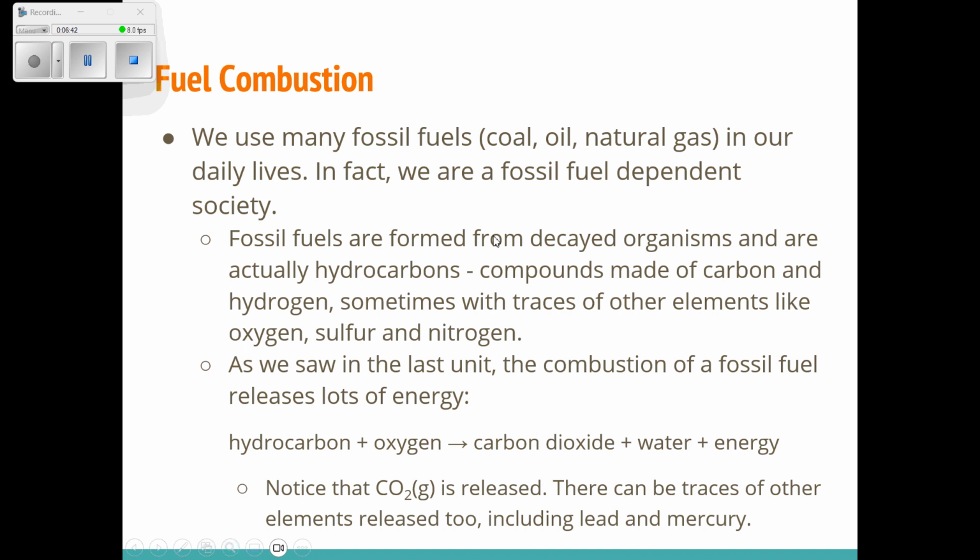Carbon and hydrogen is what makes up fossil fuels. As we saw in the electricity unit, the combustion of fossil fuels releases a lot of energy. We saw that in a couple different units, in electricity as well as chemistry. So our chemical formula for the burning of fossil fuels: we have a hydrocarbon, maybe something such as methane, plus oxygen, yield carbon dioxide, water, and energy. Notice that the CO2 is released. There can be traces of other elements too, and this might be lead and mercury or other byproducts.